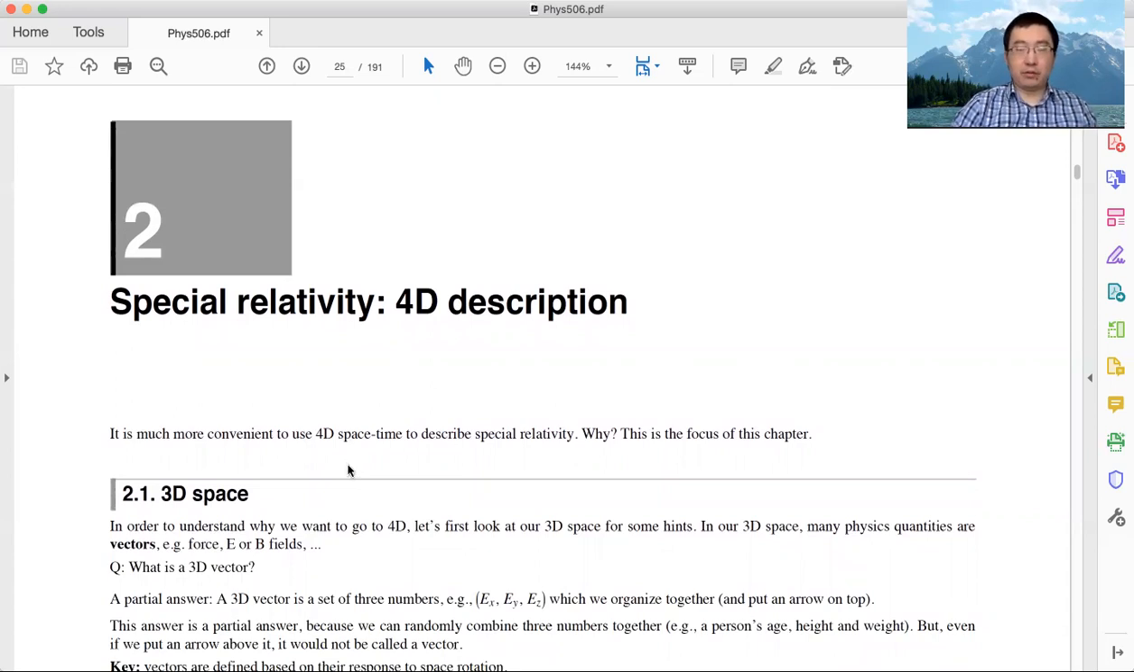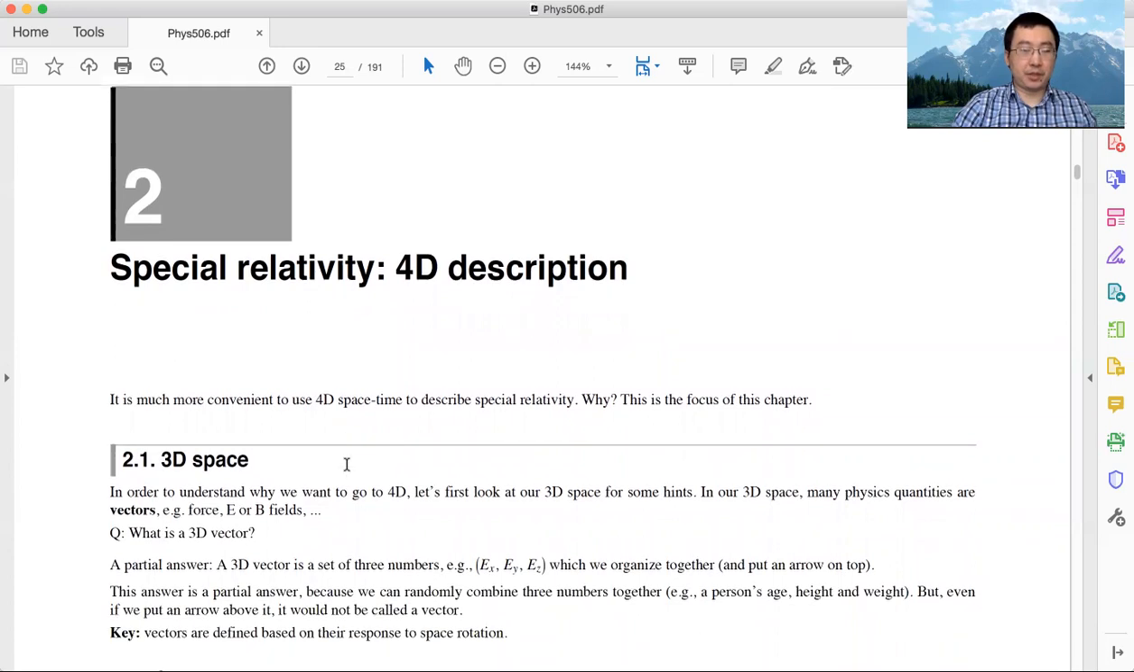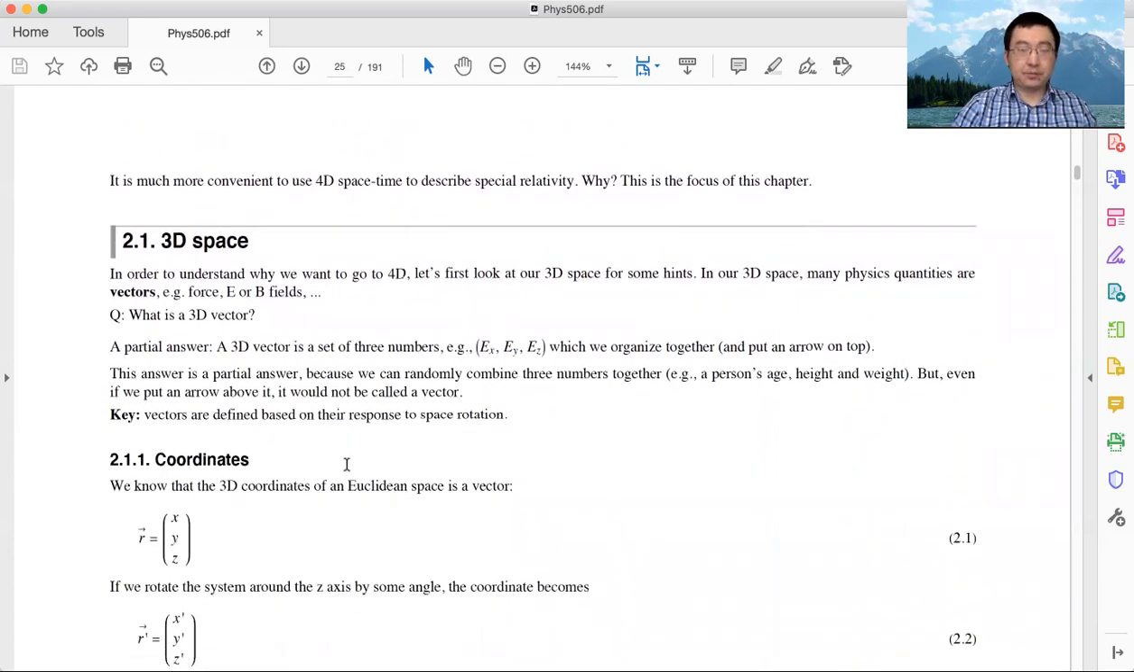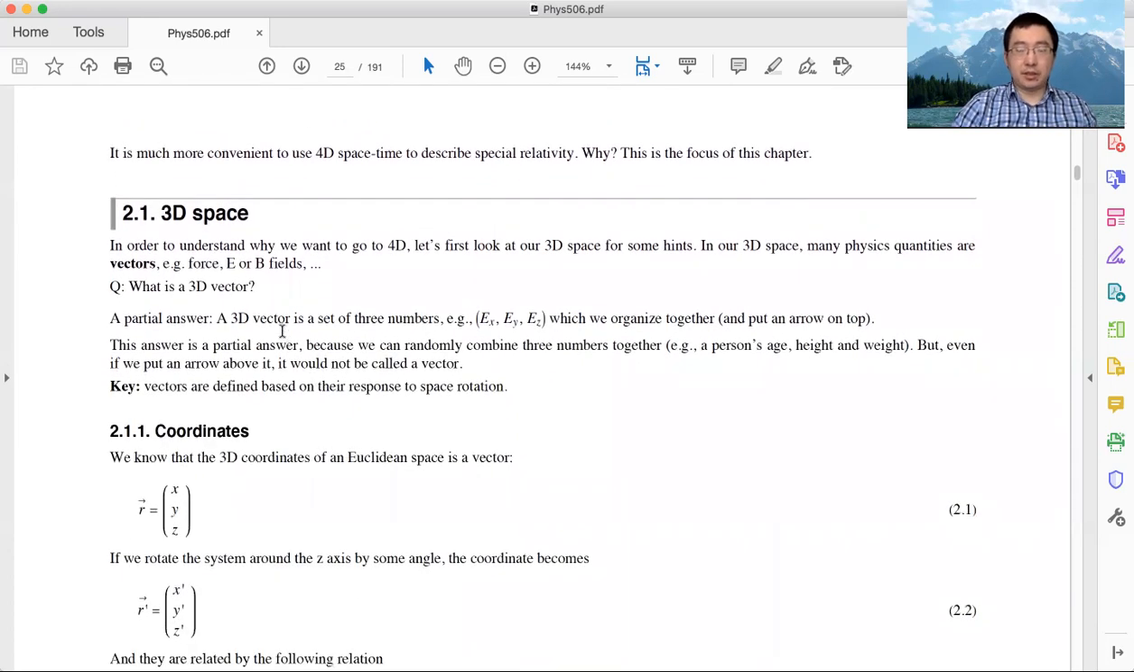In order to learn 4D, it's helpful to review something we know about three dimensions. In three-dimensional space, we can define the so-called 3D vectors. For example, electric field, magnetic field, force, velocity, acceleration. Many physics quantities are 3D vectors. But what is a 3D vector? Well, first of all, a 3D vector needs to have three components. We have three numbers written together, organized together.